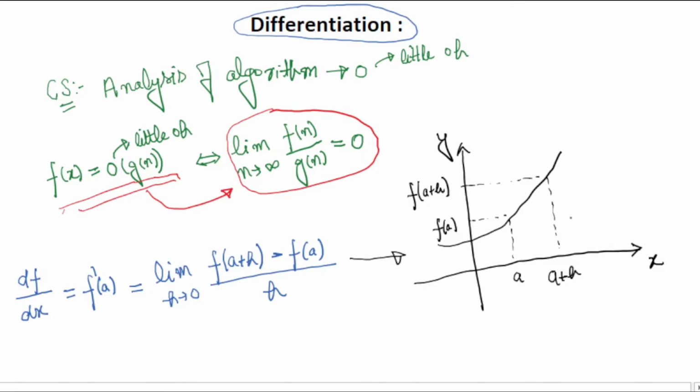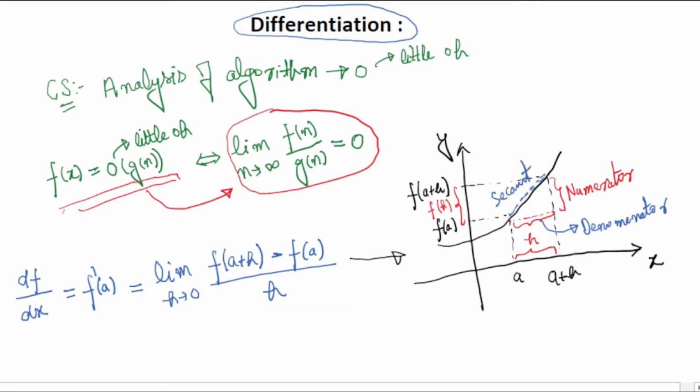Let me change the color so it is easier to see. This is h, the distance, the difference along x, and here f of a plus h minus f of a is the difference along y. If we want to calculate the differentiation in terms of limits, this is the numerator and this is the denominator. And this line we can call a secant.